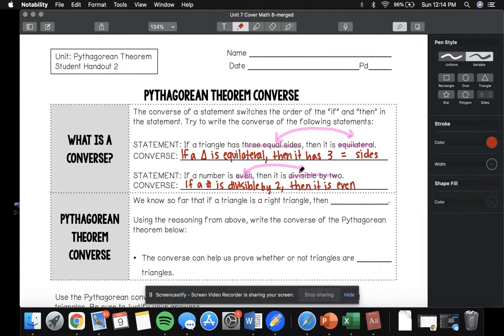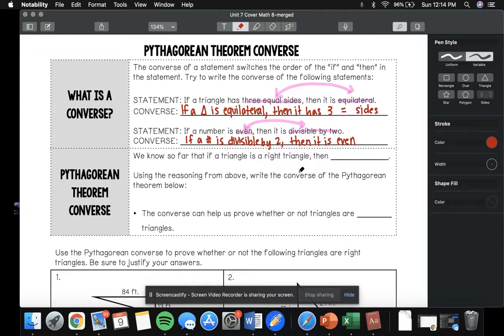Okay? So we can use this logic to help us with our Pythagorean theorem problems, because right now we know that if a triangle is a right triangle, then we can use the Pythagorean theorem. We can square the legs, add them together, and it always should equal the hypotenuse squared. Okay? But what we can do is use the reverse logic of this.